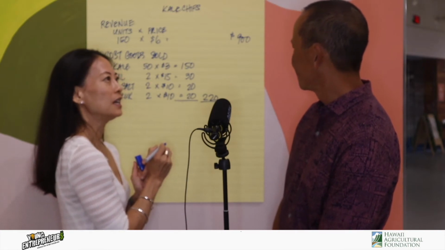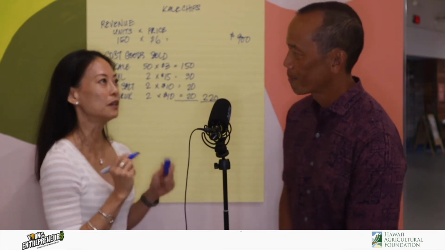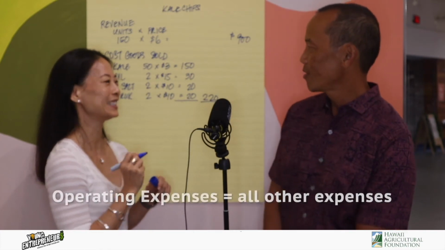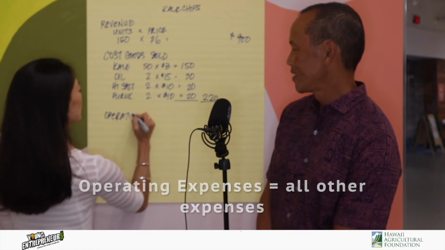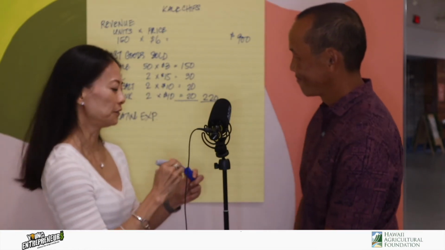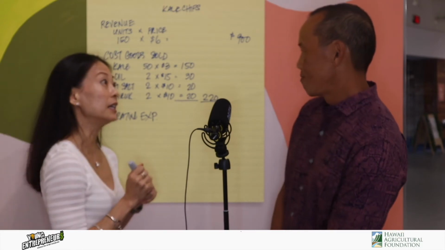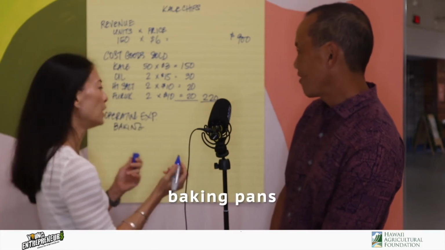Right. Now I think the last item is operating expenses. What are operating expenses? Those are all of the other expenses, what we call all the other stuff. All the other stuff, right? Because we need it. I guess baking pans, baking stuff. We maybe need 5 of them.